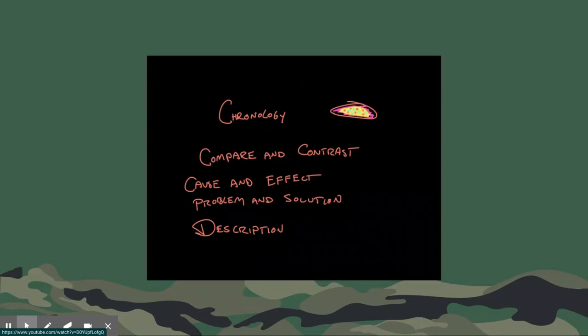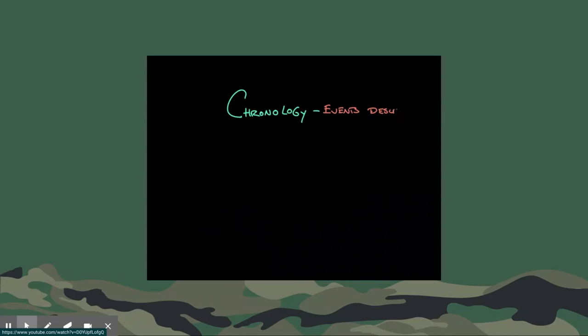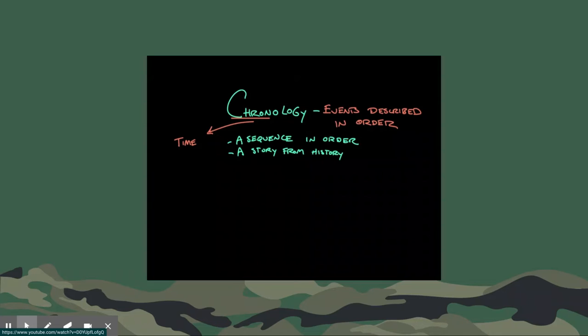So, chronology. Chronology is events described in order. Chronos is Greek for time, so anything that has that distinctive C-H-R-O-N root is going to be about time. Chronicle, chronometer, chronically. You can suss out if a text is using a chronological structure if it's a sequence in a particular order, or if it's telling a story from history. Recipes are also chronological, right? In order to bake the cake properly, you have to turn the oven on first.